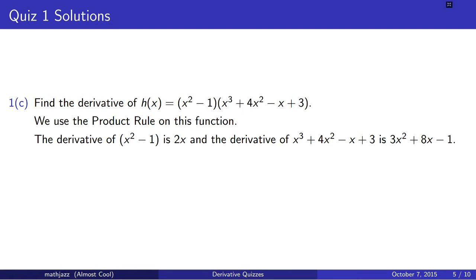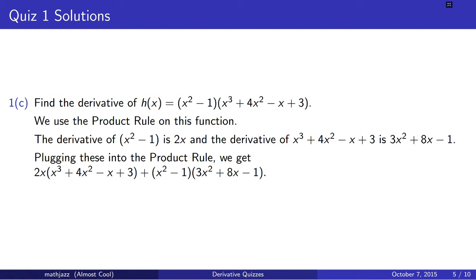We will now plug these functions and these derivatives into the product rule to get that h prime of x is equal to 2x times (x cubed plus 4x squared minus x plus 3) plus (x squared minus 1) times (3x squared plus 8x minus 1).